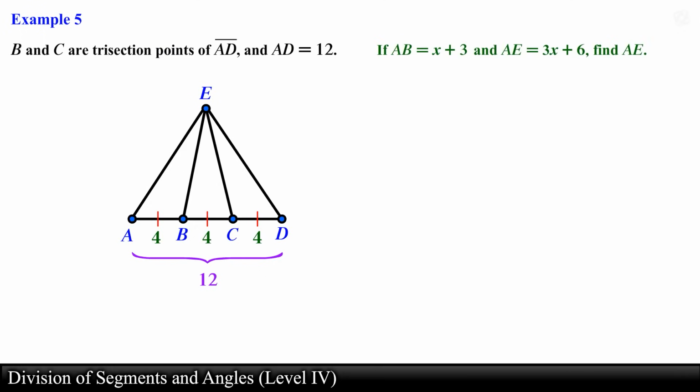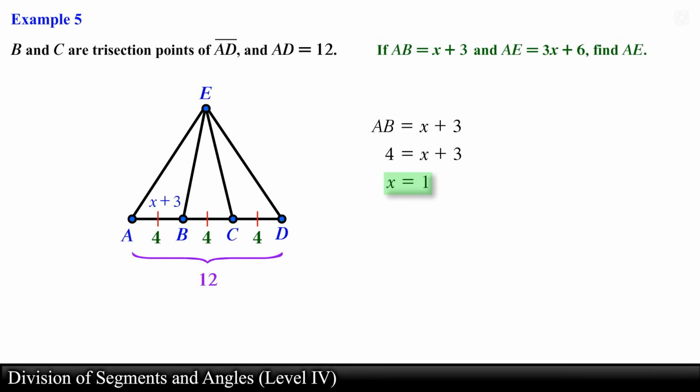From the previous example, we know that segment AB measures 4, so we can equate this value with the variable expression x plus 3. This will allow us to solve for the unknown variable x. Doing that, we obtain x equals 1.